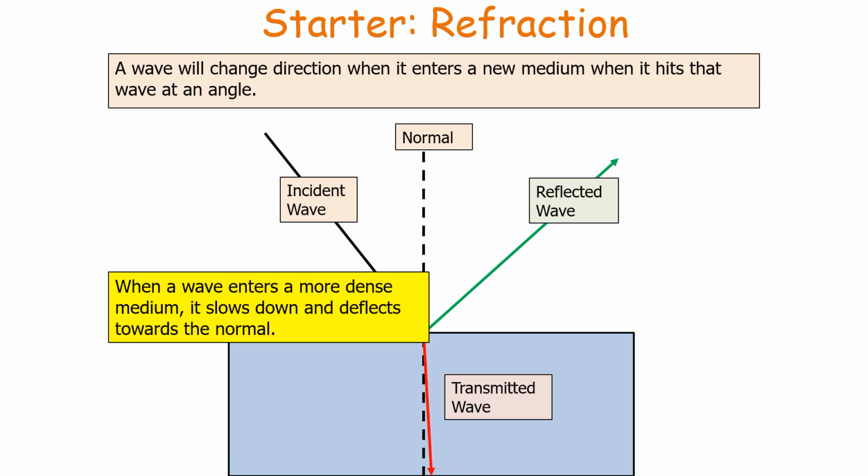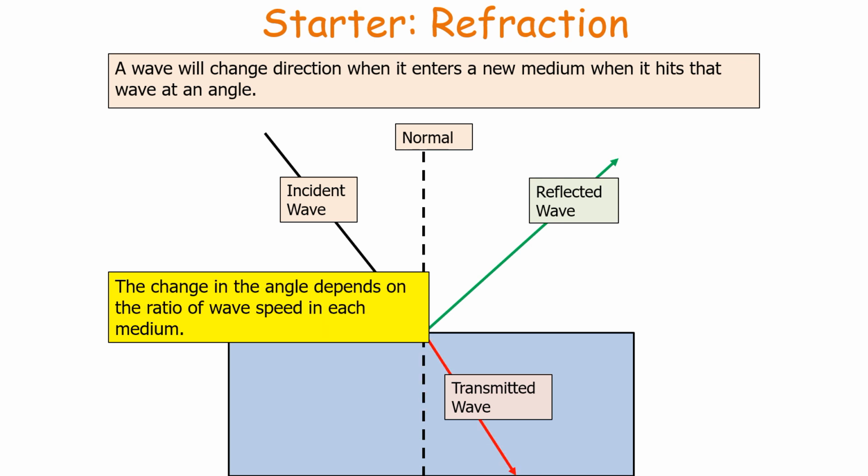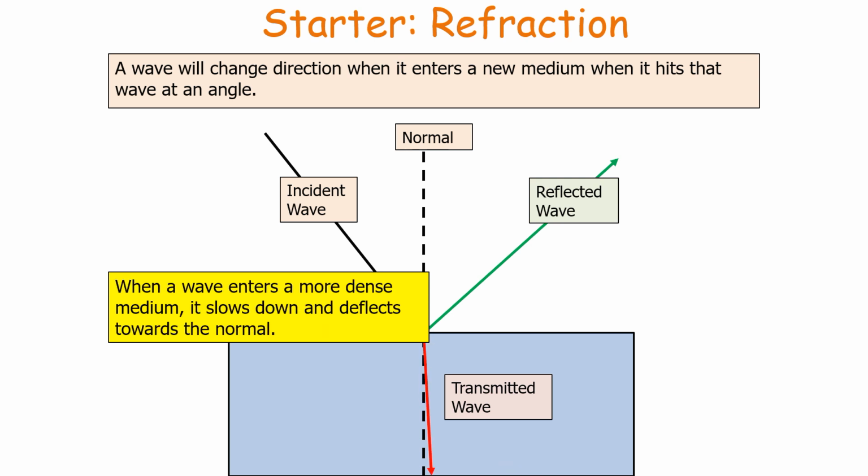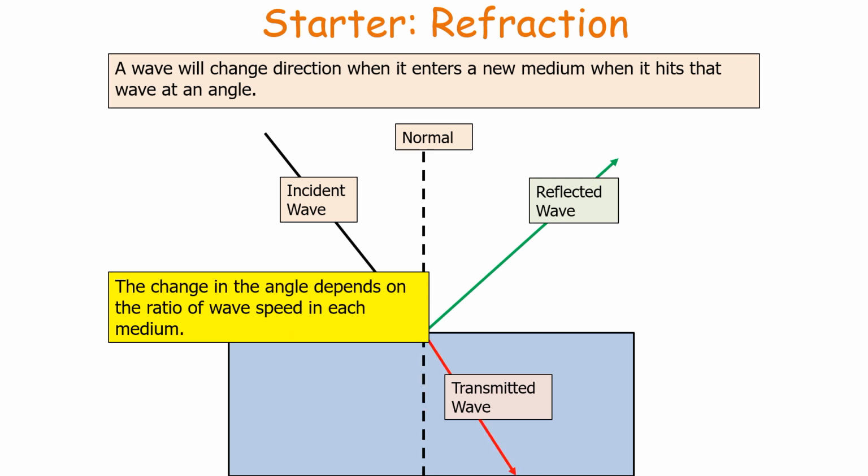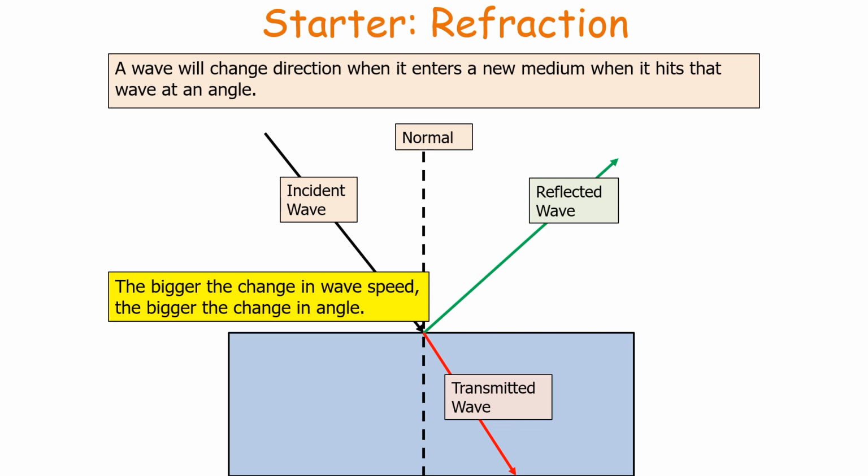It has been refracted. So when a wave enters a more dense medium, it slows down and deflects towards the normal. Whilst when a wave hits a less dense medium, it will speed up and move away from the normal. Now the change in angle depends on the ratio of wave speed in each medium. Now the bigger the change in wave speed, the bigger the change in angle.